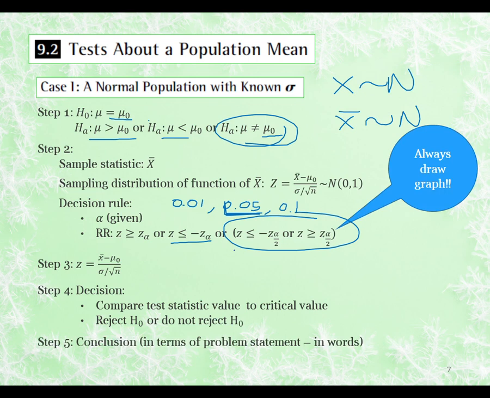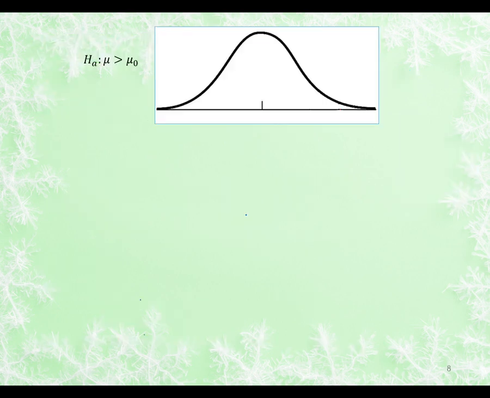So one important thing, always draw a graph. Whenever you do a hypothesis test, draw a graph, put your rejection region on the graph, put your test statistic on the graph, and that way you can visualize the problem and you are a lot less likely to make mistakes. Now, let's look at the three different graphs.